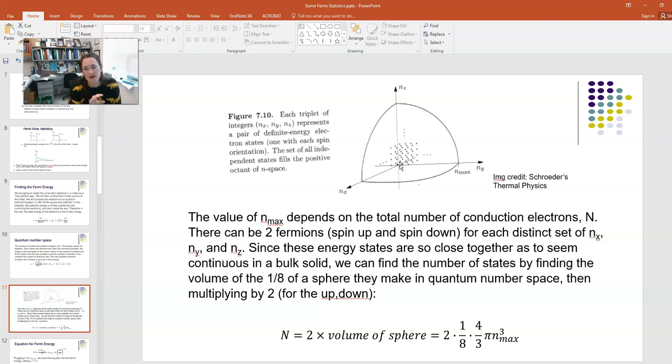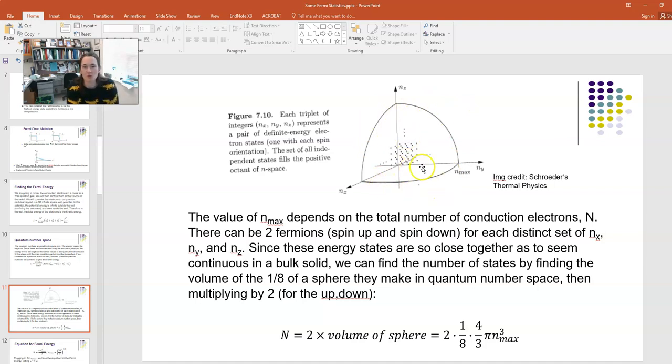So we can find the number of states by finding the volume of that 1/8 of a sphere that we've got here in our plot as they make up in quantum number space. And then we're going to multiply that volume of that sphere in quantum number space by 2 to account for the spin up and the spin down particles, okay? So here, big N is 2 times the volume of my little 1/8 sphere here.